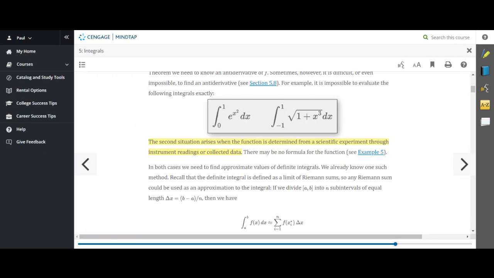So suppose we need to find the definite integrals that you see there in the highlighted gray box. You can't find the antiderivatives, so how are you going to compute those definite integrals? Well, you're going to have to use numerical integration or approximate integration, as the book calls it.